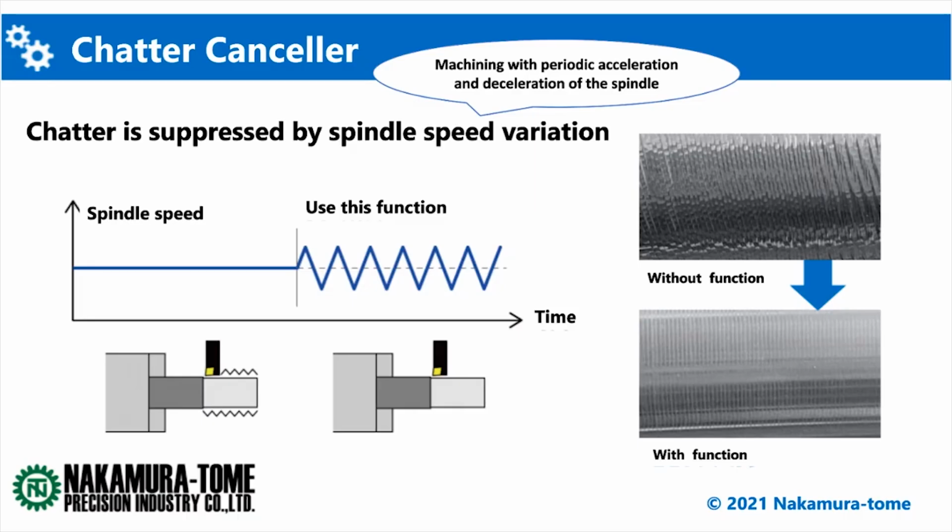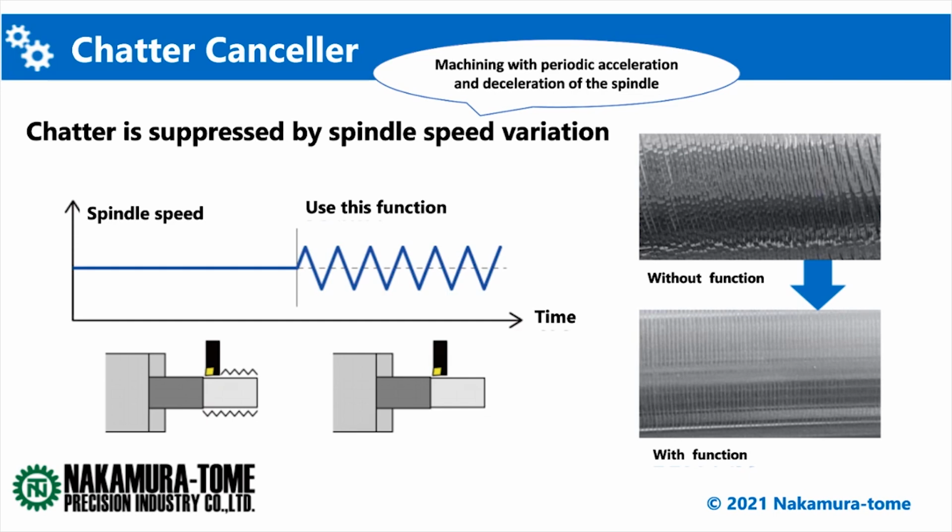The name of the function is Chatter Canceller, and it has a very curious name. As the name suggests, the function is to suppress chatter caused by machining. Chatter refers to the vibration that occurs between the tool and workpiece. This vibration often results in a machine surface that looks like the image on the right, resulting in poor surface roughness and reduced tool life.